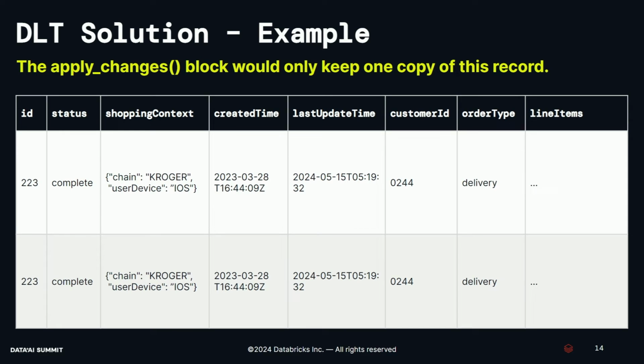Similarly, if we receive two records of the exact same values, so for some reason, maybe something happened, we got two records that exactly matched, apply changes would also take care of this and only persist one of these records in our final table.